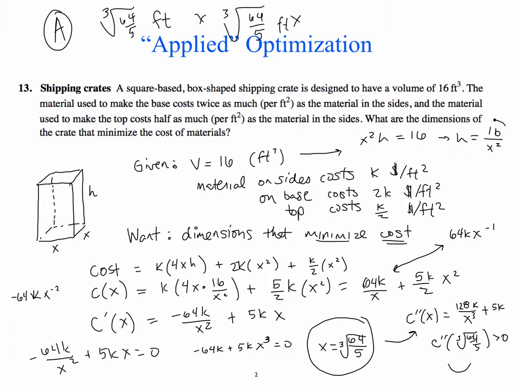By h. So h, we did some work to find in terms of x over here. So that would be 16 over all of this stuff squared feet. Okay? So those are the dimensions. Okay? And so now we've answered the question.